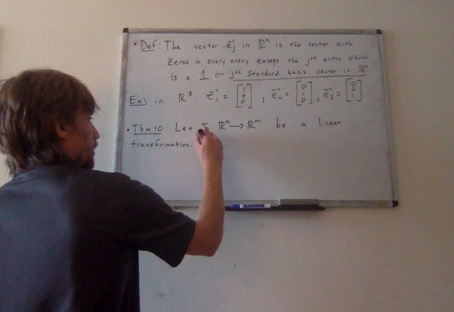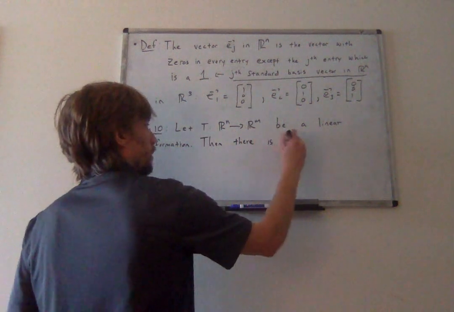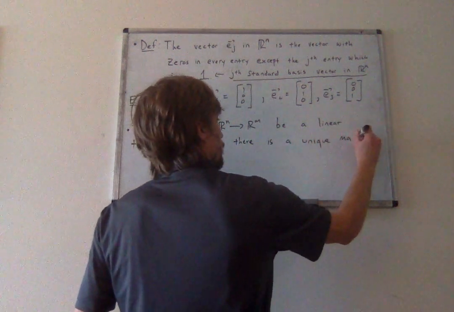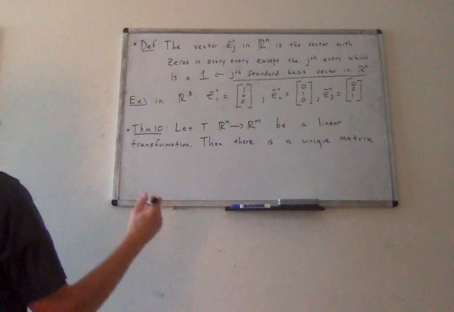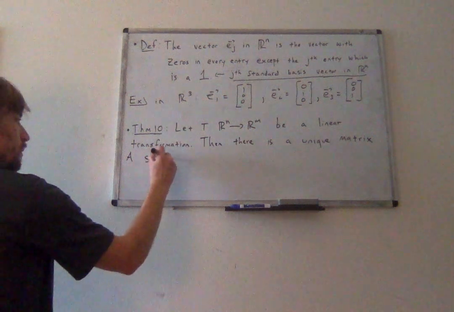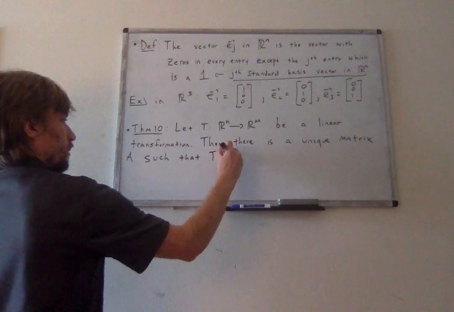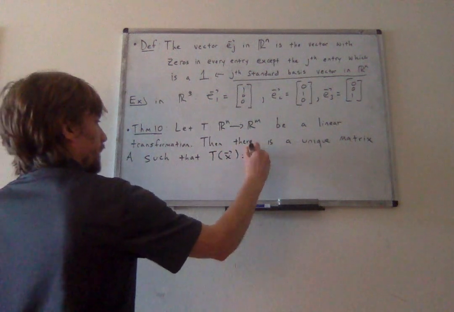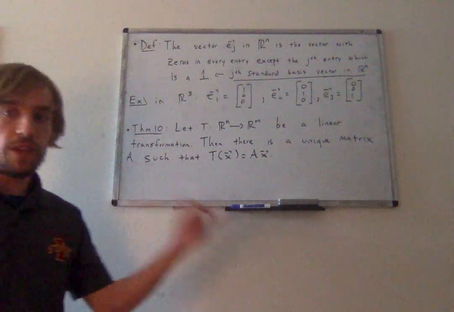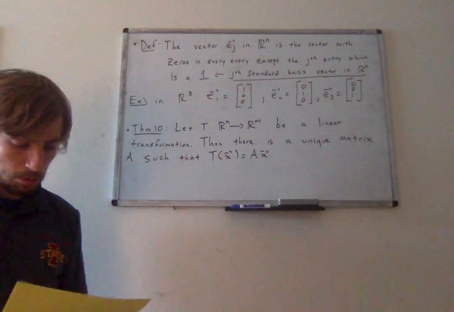So then there's a unique matrix A such that, well, the image of every vector x is just equal to A times x, right? And that's exactly what we showed in this past example, was that we found this matrix A such that this linear transformation was just the product of A and x.